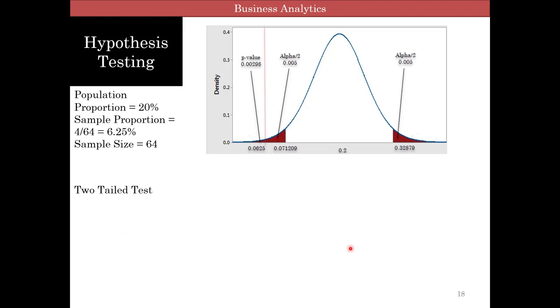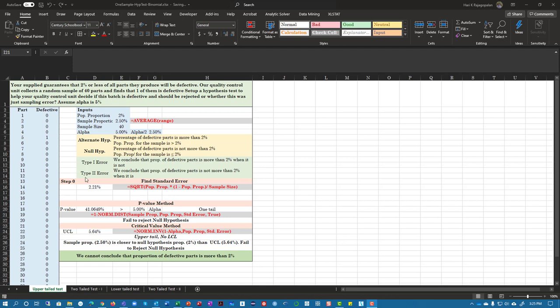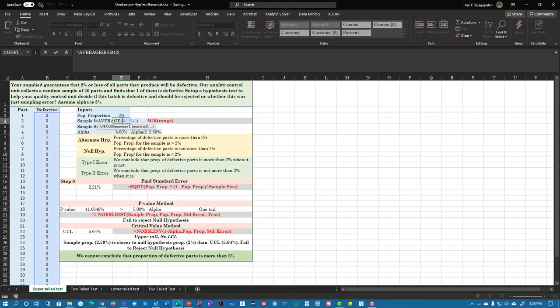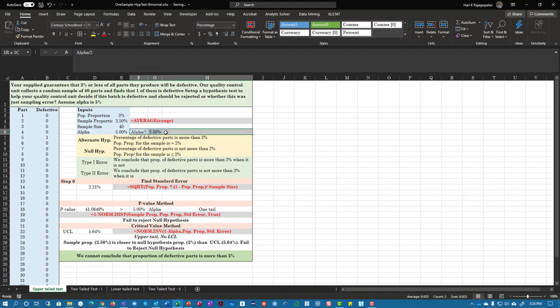I'll walk you through the Excel file. Now that we've gone through those four problems, I just want to show you the Excel setup. So here are the 40 parts for the first one, and one is defective. And so you get the population proportion, the sample proportion, the sample size, which is 40, and alpha. This is an upper tail test. We are not going to use alpha by 2. We're going to use alpha.